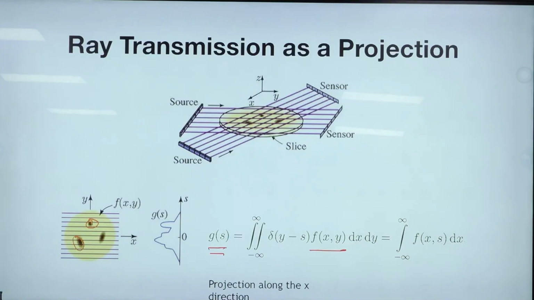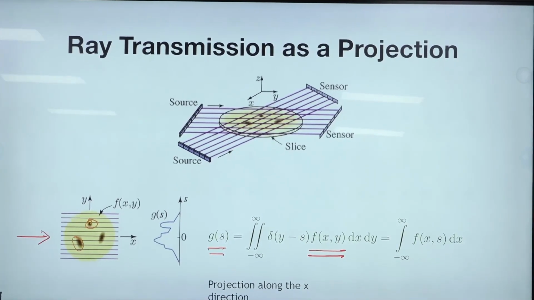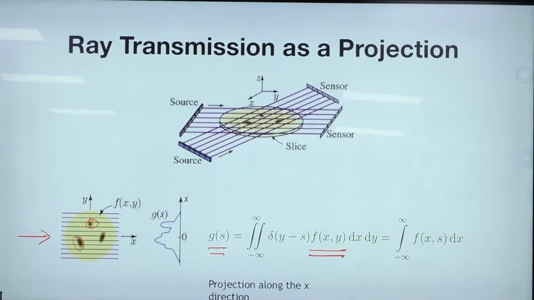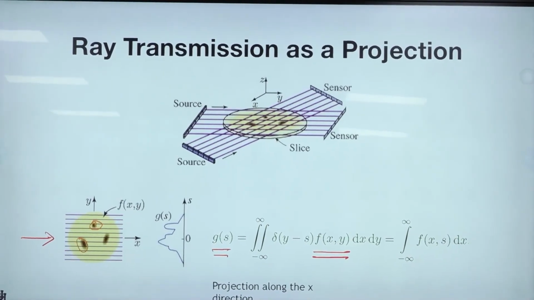It depends on f of x comma y. So let's take the simplest case where the object is like this and the light is coming along the x-axis. So it's basically you're projecting on the x-axis. How do you project on the x-axis? It's equivalent to integrating; projection is basically an integral, right?